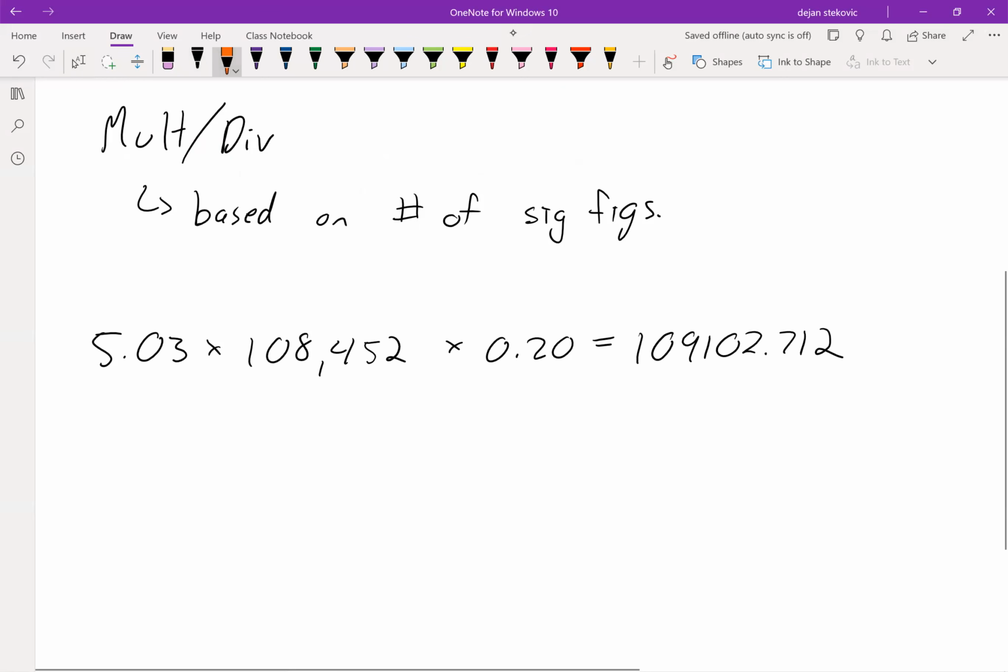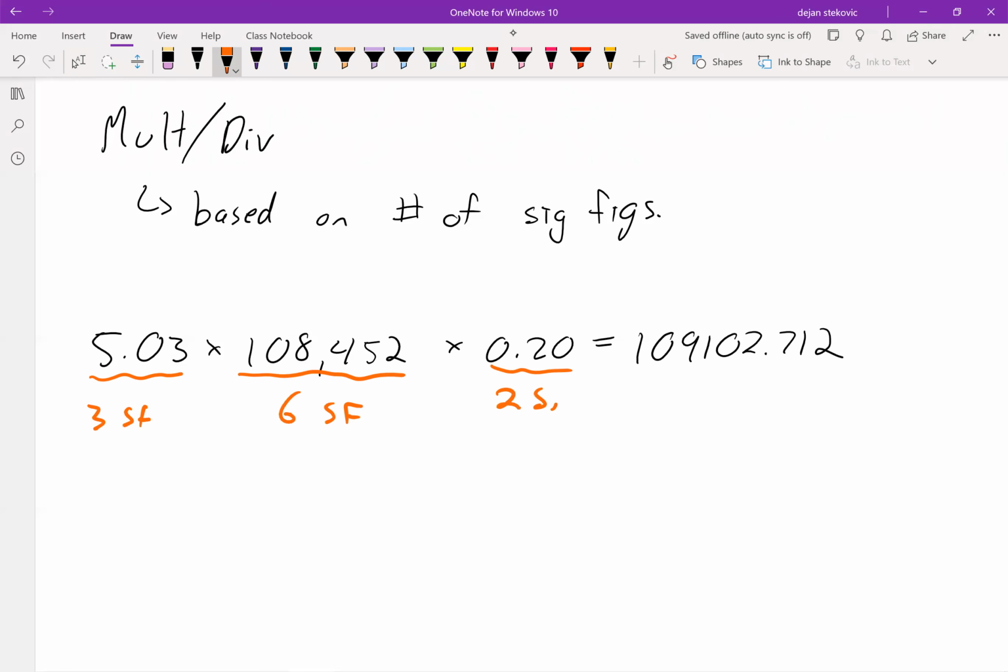And so again, it's based on the number of sig figs, and our answer has to reflect whichever measurement has the least number of sig figs or the least amount of precision. So if we take a look at the first number, we've got 3 sig figs here. If we take a look at this number, we've got 6 sig figs here. And then if we take a look at this number, we only have 2 sig figs, right? The 2 and the 0. The leading 0 obviously doesn't count as a sig fig. And so this is our least precise measurement. And so our answer can only have 2 sig figs.